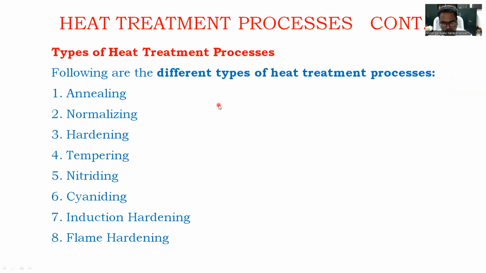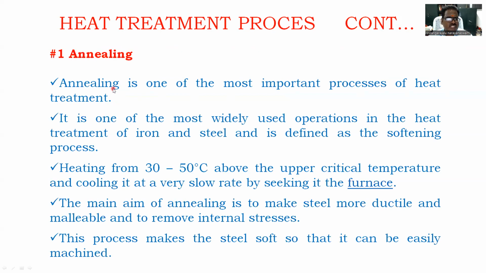Types of heat treatment processes. Following are the different types of heat treatment process. Annealing, and in annealing itself there are many annealing processes. Normalizing, hardening, and in hardening also there are different types. Tempering, nitriding, cyaniding, induction hardening, flame hardening, etc. We will discuss annealing first.